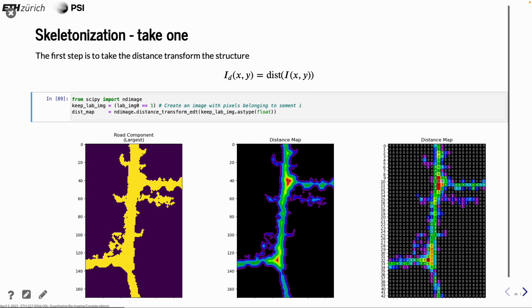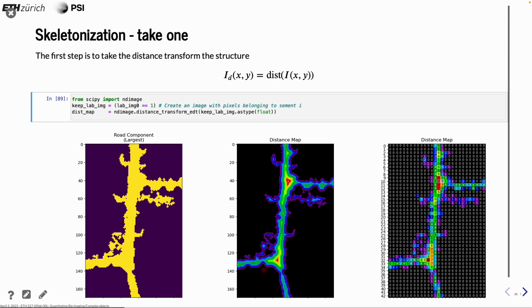So now I'm going back to the ugly one, because otherwise it's too clean and I can't show my point. Here you can see again a lot of extra structures, etc. And for doing a skeletonization, there are different ways of doing it. One way is to compute the distance map of the structure, and then we get something like this.